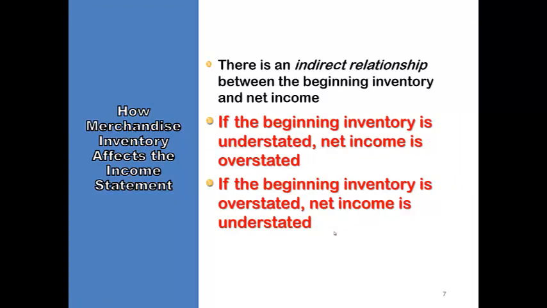Now, the relationship between beginning inventory and net income is indirect. That means you're going to have the opposite effect. If beginning inventory is understated, that means that net income is overstated. If the beginning inventory is overstated, then the net income is understated. So remember, the ending inventory and net income have a direct relationship, and then beginning inventory and net income have an indirect relationship.